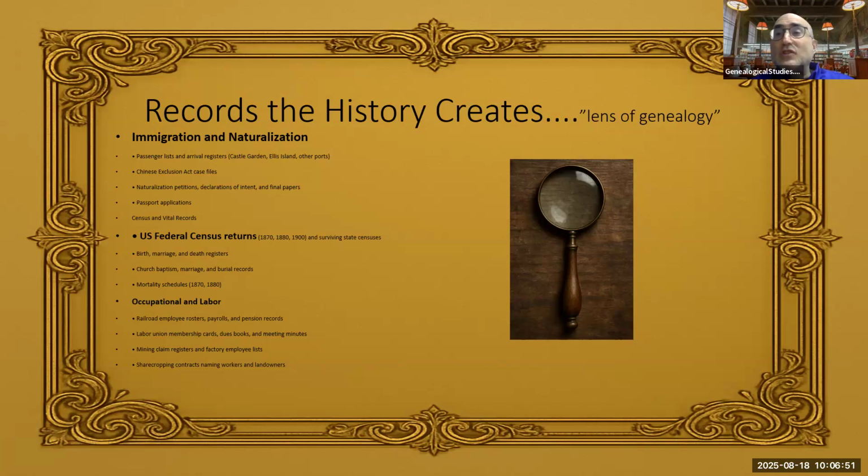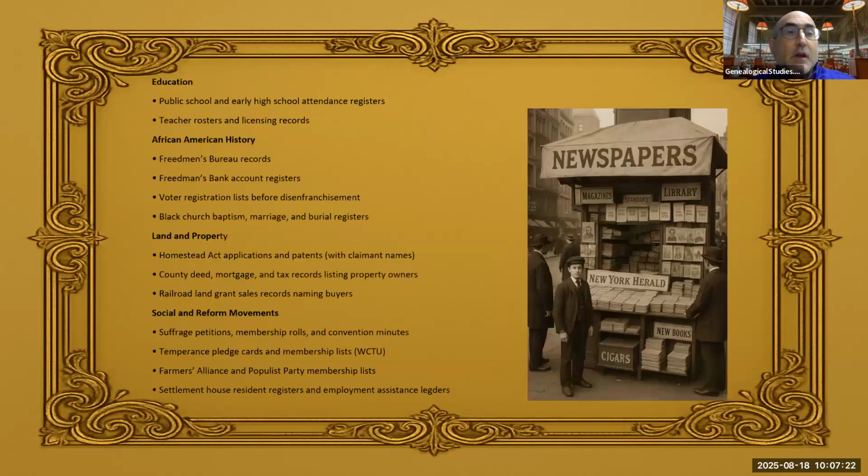In the Gilded Age, you have immigration and naturalization, passenger lists. Ellis Island didn't start until 1892. Before that, ships came into the Castle Garden port of New York. There are naturalization documents, and the federal and state censuses we're going to talk about. There are occupation and labor documents, for example labor union membership cards, mining claim registers, and sharecropping contracts. Other things: public education and school records; African American history, with Freedmen's Bureau records; land and property records; patent records with all the inventions from this time; deeds; the social and reform movements, with petitions, temperance pledge cards, and settlement house registers of people who lived there. And all of this created newspapers and newspaper articles your relatives could be in, which is something we're going to speak about.